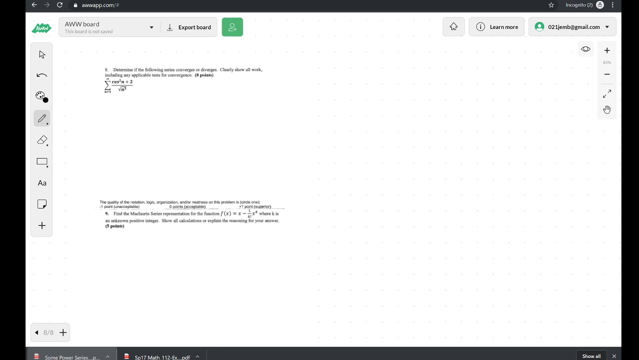So usually, for this type of problem, you want to see if it's alternating. Is it an alternating series? Well, cosine squared of n is going to be positive for all values, so all of these expressions are going to be positive. That means we don't have to worry about the alternating series test.